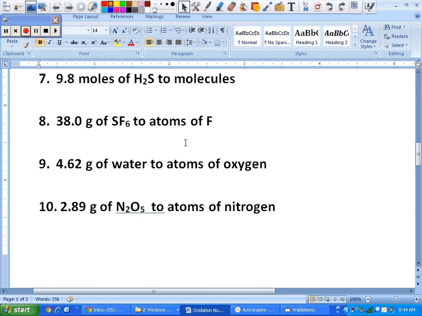Now, you should be able to do molar mass because we've been doing it in this, and you should be able to do percent composition because remember, percent composition is part divided by whole, and just divide all those parts by the molar mass, okay?